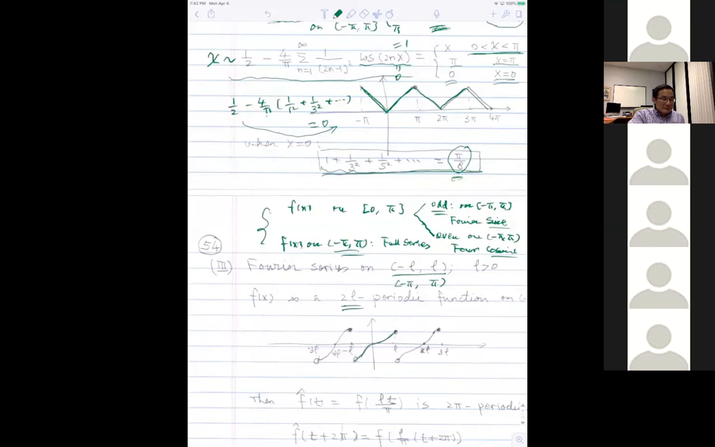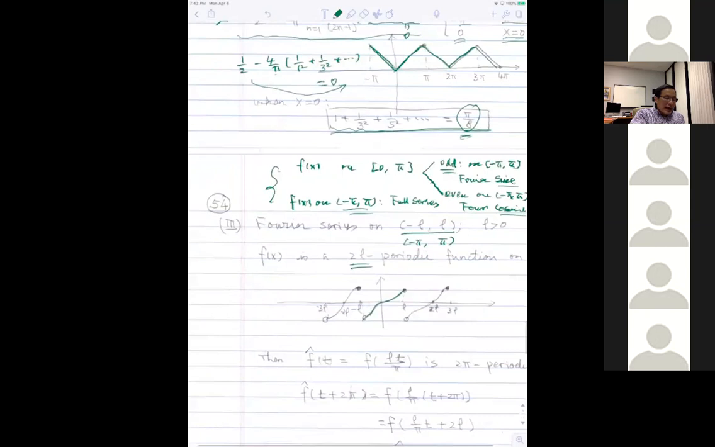Now, there are actually two ideas. You can go through the kind of thing that we did before, but another idea is to convert this function that has a 2L period to a function that has a 2 pi period. We will call it f hat of x, a 2 pi periodic function.